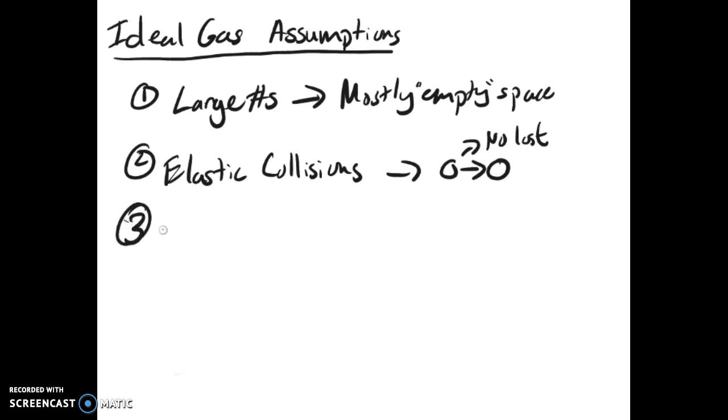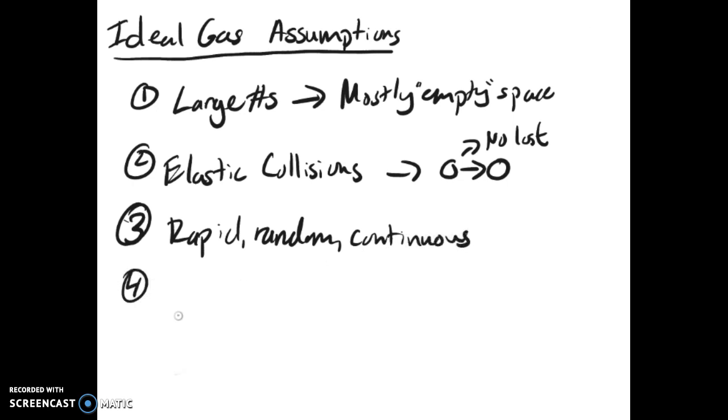Now, 3, we have that particles are in rapid, random, and continuous movement. And for 4, we have that there are no forces of attraction. And 5, that temperature depends on average kinetic energy.